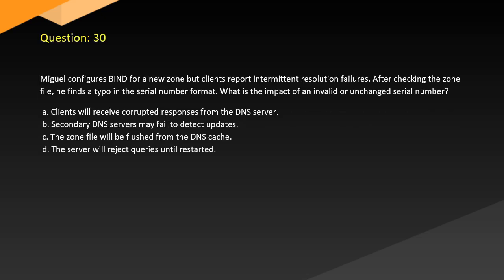Question 30. Ethan configures BIND for a new zone, but clients report intermittent resolution failures. After checking the zone file, he finds a typo in the serial number format. What is the impact of an invalid or unchanged serial number? A. Clients will receive corrupted responses from the DNS server. B. Secondary DNS servers may fail to detect updates. C. The zone file will be flushed from the DNS cache. D. The server will reject queries until restarted.